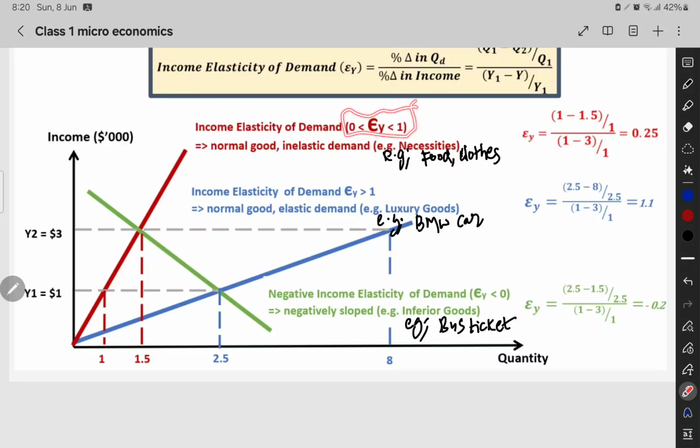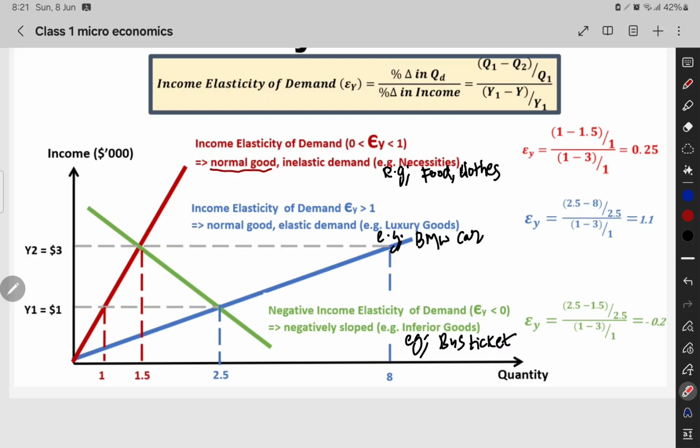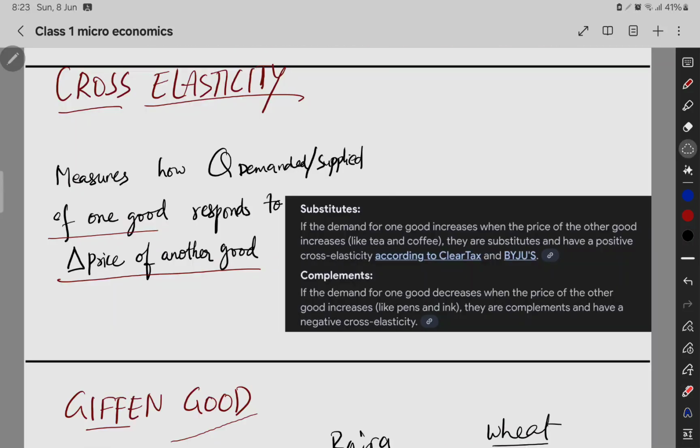For necessities or normal goods, elasticity is between 0 and 1, for luxury goods elasticity is greater than 1, and for inferior goods elasticity is negative, that means less than 0. I hope you are clear with the concept.